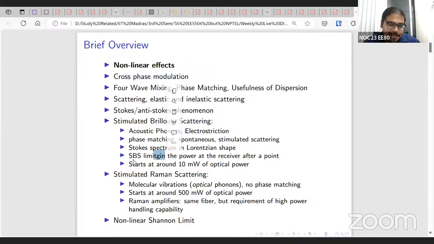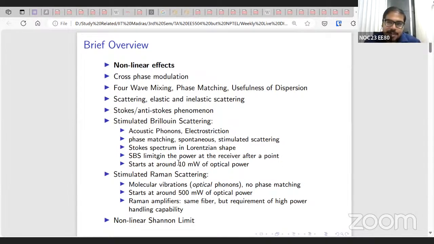Okay, this is a spelling mistake. SBS will limit how much power you can transmit through a fiber. After some point, your receiver will not receive all of the transmitted power. Most of the power will get transmitted back due to SBS, stimulated Brillouin scattering.